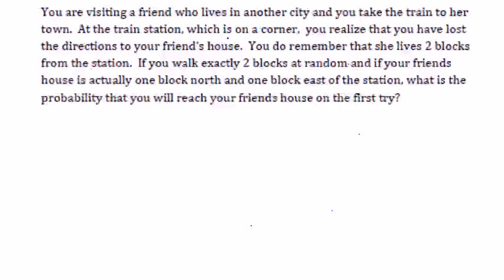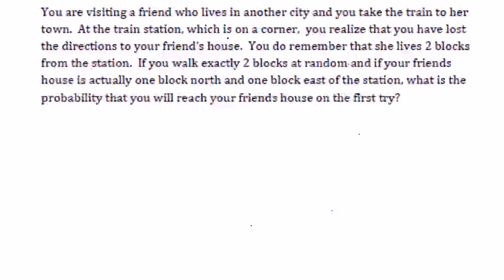Okay, so in this problem it says you're visiting a friend who lives in another city and you take the train to her town. At the train station, which is on a corner, you realize that you've lost the directions to your friend's house. You do remember that she lives 2 blocks from the station. If you walk exactly 2 blocks at random, and if your friend's house is actually 1 block north and 1 block east of the first station, what is the probability you'll reach your friend's house on the first try?